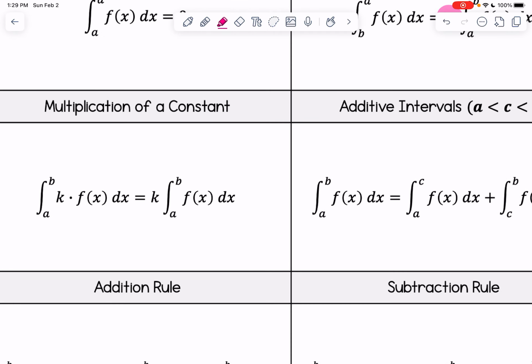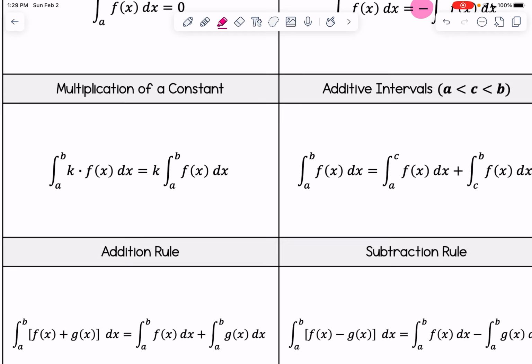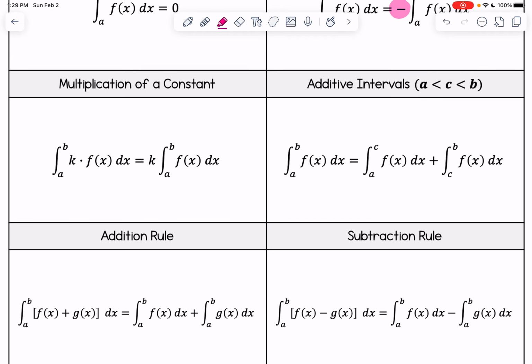If we are multiplying by a constant, we can pull that constant out in front of the integral. A very common one on a lot of questions is this one about additive intervals. Notice here for this definite integral property, it says that a is less than c, which is less than b. So that means c is in the middle of a and b.